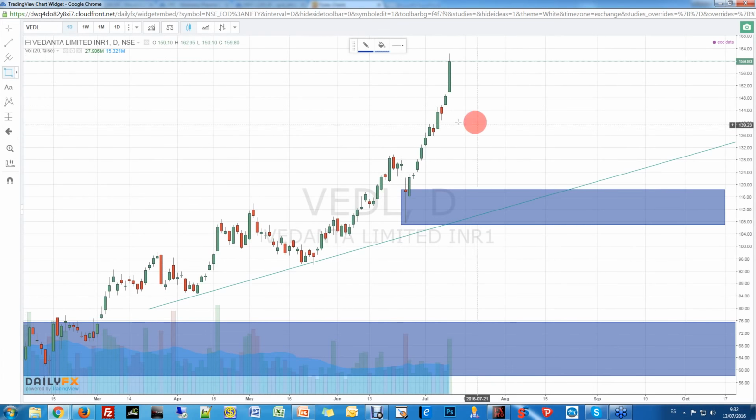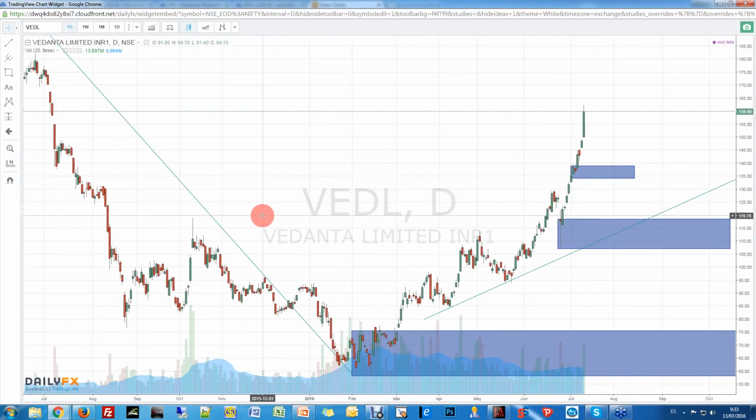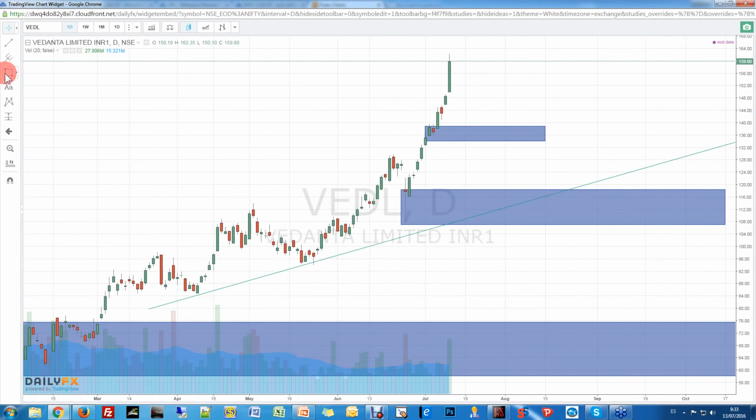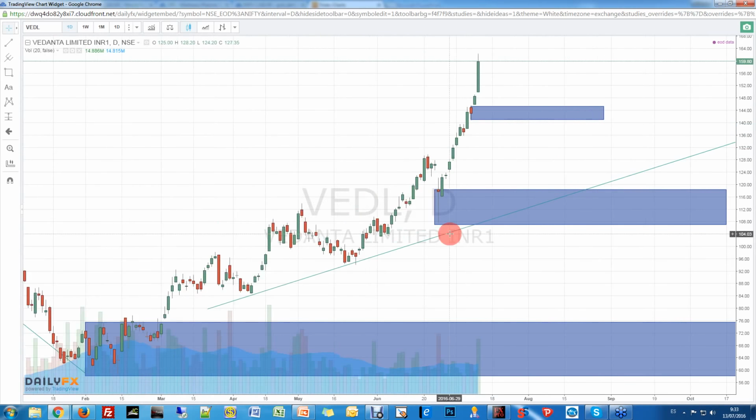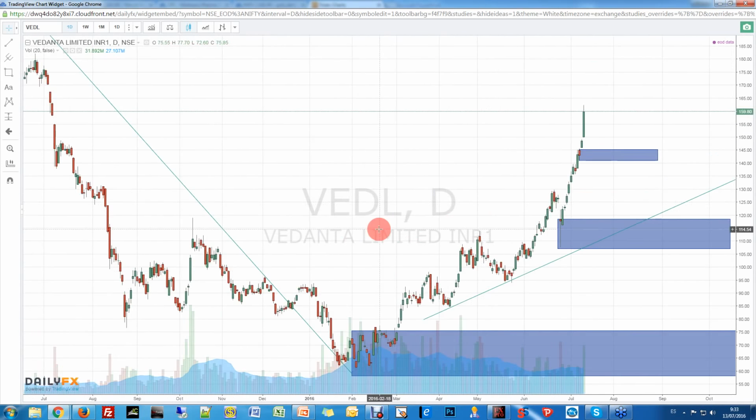So on the way up, new level of demand created as well. Let me see to the left here. This was broken by another level there. So this is what we have. Long bias on this one, on Vedanta. So, any questions about this? This is Vedanta. So now let's take a look at another one.